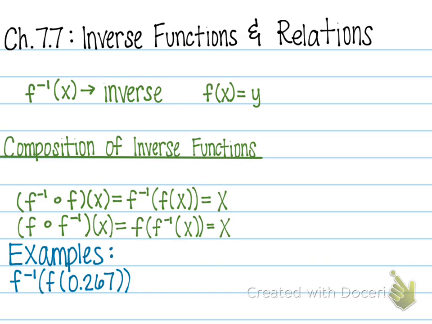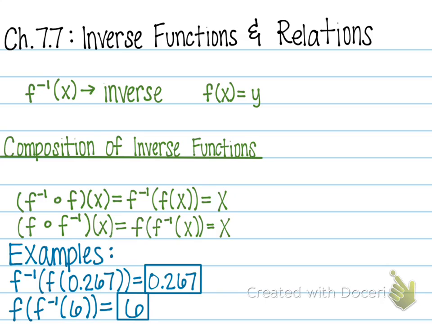So for an example, if I took the inverse of the function f and then put that into f, and I had an x value of 0.267, using our rule, we know we get back out that x. So our answer would just be 0.267. So I did it another way. If I took the function of the inverse of 6, I would still get out my x value, which was 6.